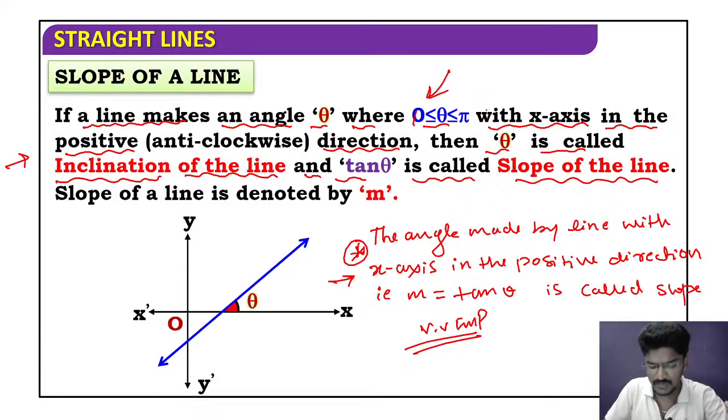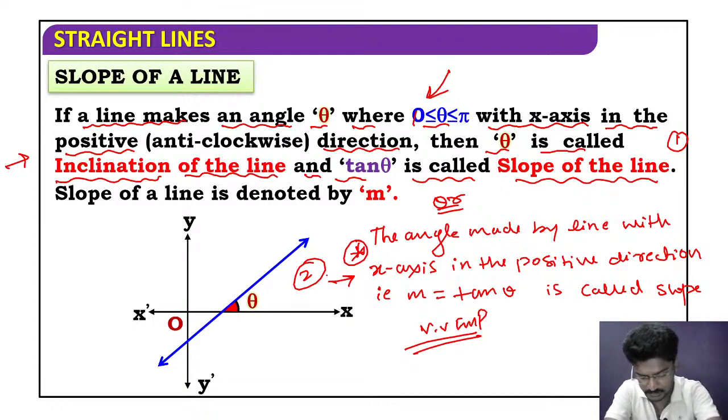Okay, if a line makes angle theta, where theta is between 0 and pi, with x-axis in the positive direction, then theta is called the inclination of the line and tan theta is called the slope of the line. Clear? So you can write any one of these definitions. So quickly tell me, is the first one easy or the second one easy? First definition easy or second definition easy? You can write.